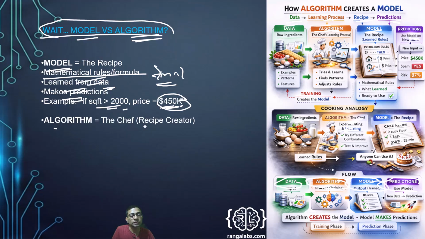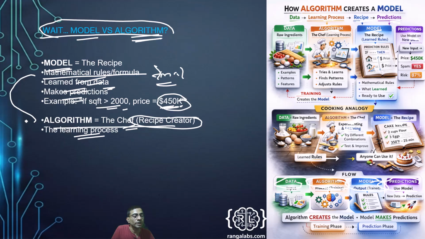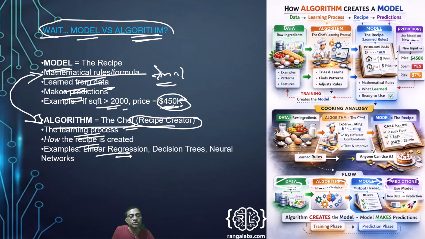What is an algorithm? It is the chef, the recipe creator. Here it is our grandmother. The learning process, how it has come to these final mathematical rules and formulas, how the recipe is created. Examples are linear regression, decision trees, neural networks. These are all the processes by which the model is created. We will go through all this in very minute detail. We will deep dive into everything so that you are very clear about what is happening where.